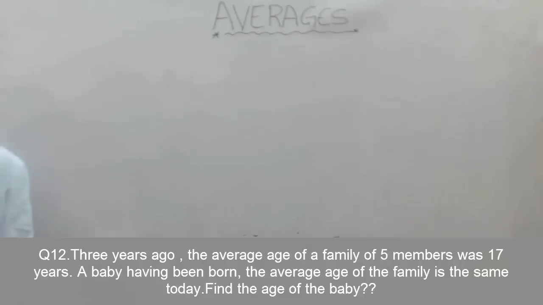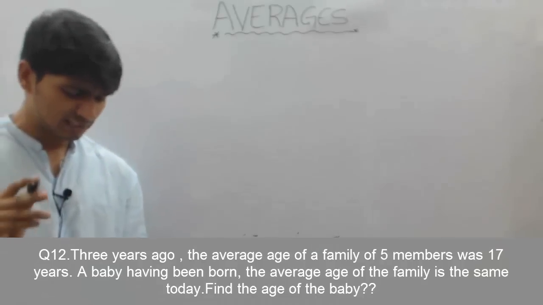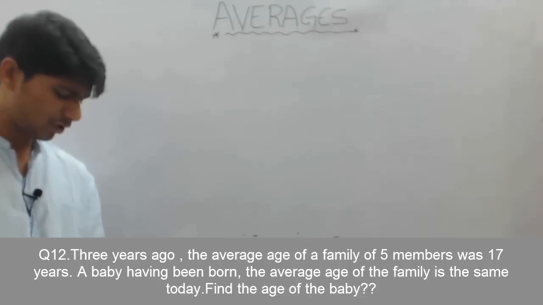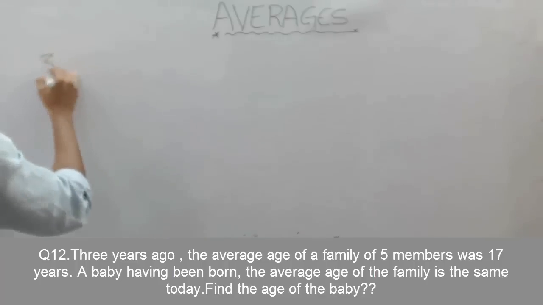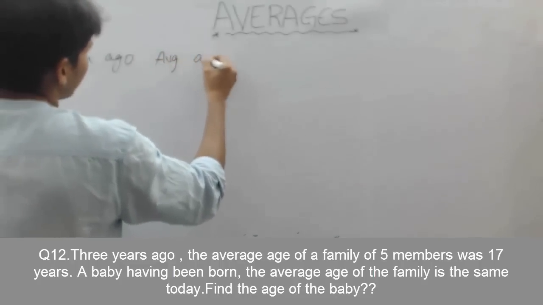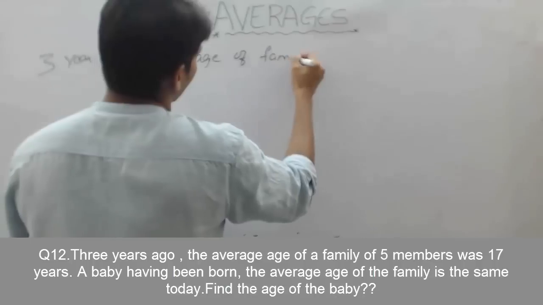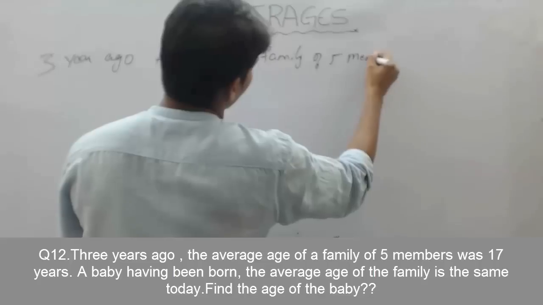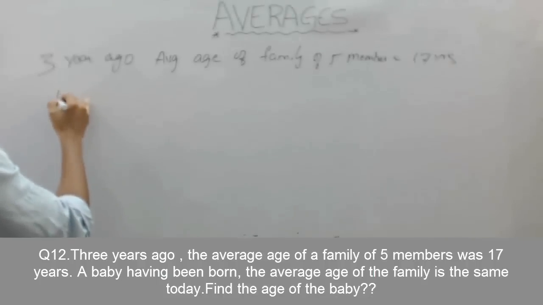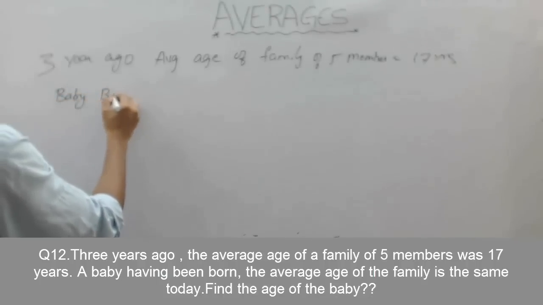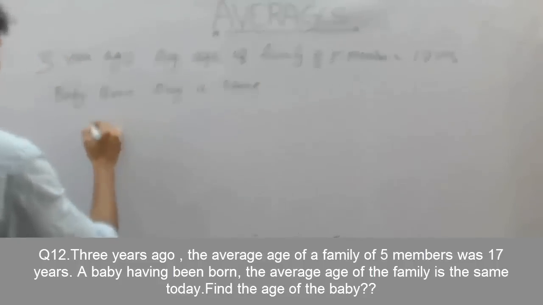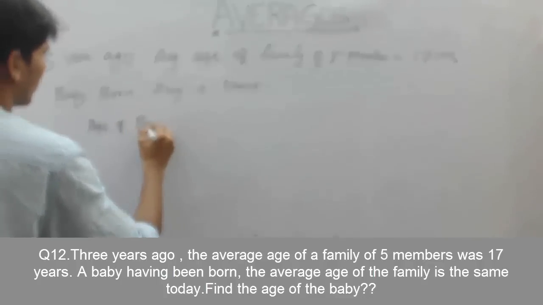So here it is the last question. 3 years ago the average age of a family of 5 members was 17 years and a baby has been born. The average age of the family is the same today. 3 years ago the average age of a family of 5 members is 17 years. Now a baby has been born, average is the same. You need to find the age of the baby.